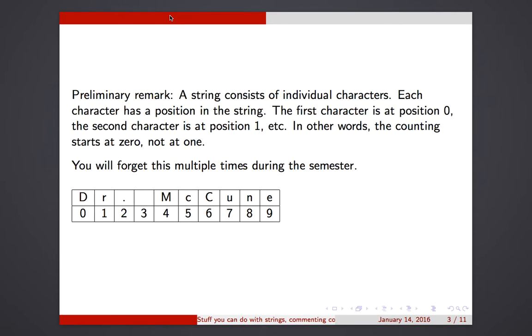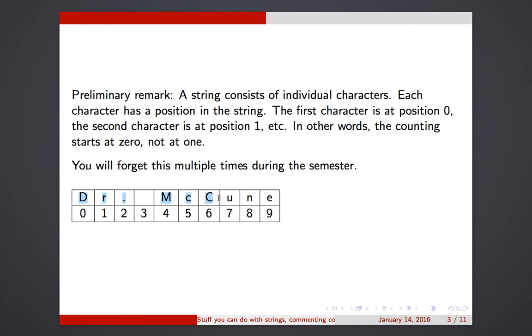First, let me begin with a preliminary remark. A string consists of individual characters. We know this already. Each character has a position in the string. There's a first character, a second character, a third character, and so on. C++, though, does not think of the first character as being at position 1. You would expect the first character to be in position 1. That's not what C++ does. It thinks of the first character as being at position 0.